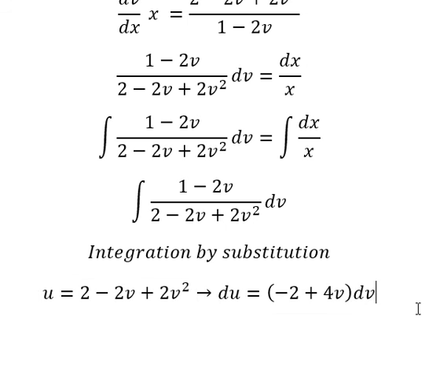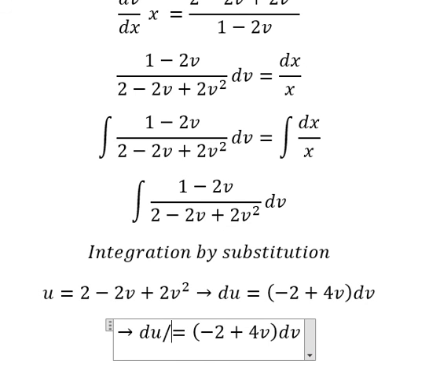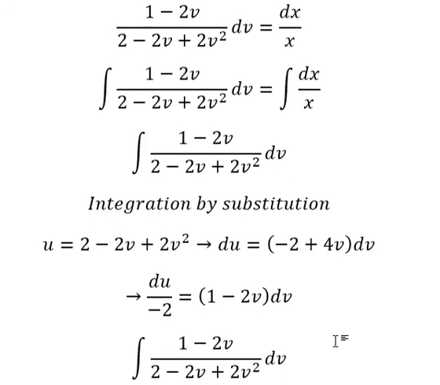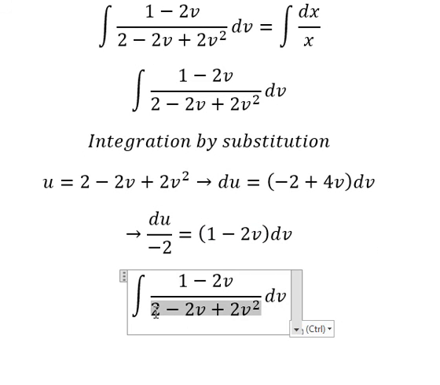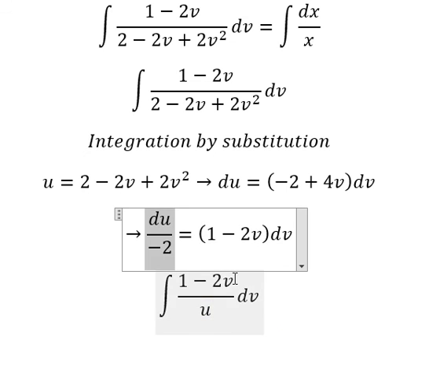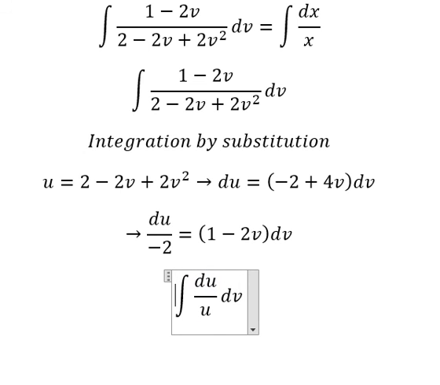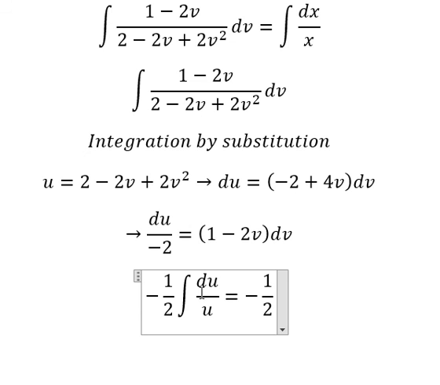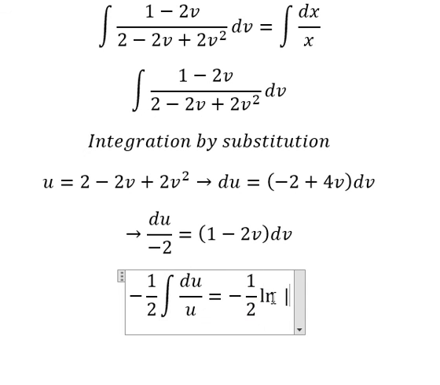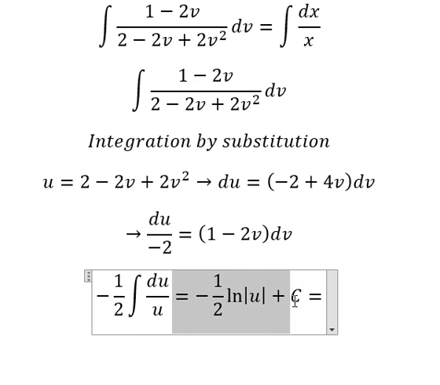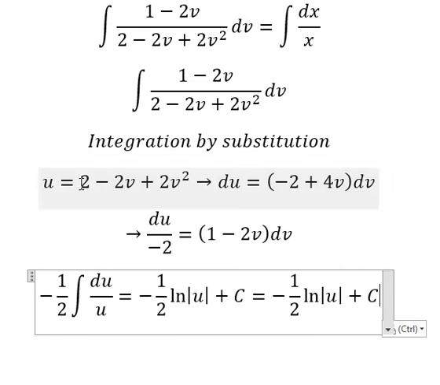Later, we divide both sides by negative number 2. So this one, we change by u. 1 minus 2v dv, we change by this one. So the integration of this one, we have ln of the absolute value of u, and I will put c. About u, that is about this one.